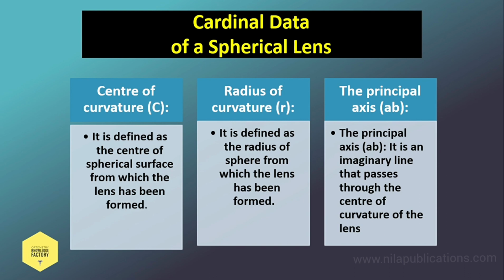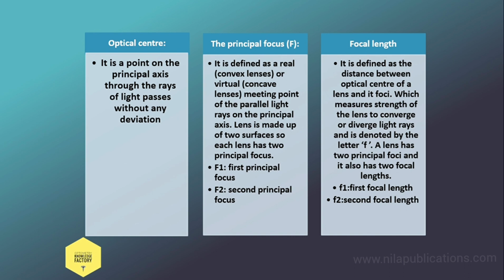Then principal axis. It is an imaginary line that passes through the center of curvature of the lens. Optical center, it is a point on the principal axis through which rays of light pass without any deviation. Principal focus, a lens has two principal foci. They are the meeting points of parallel rays on the principal axis. There are two principal foci, f1 and f2.